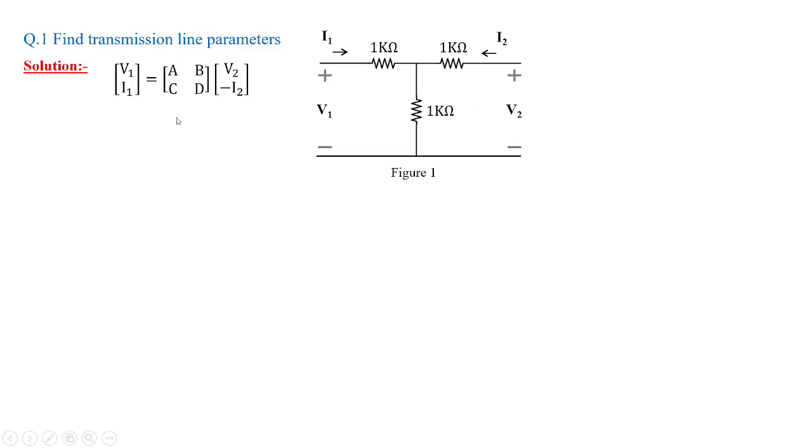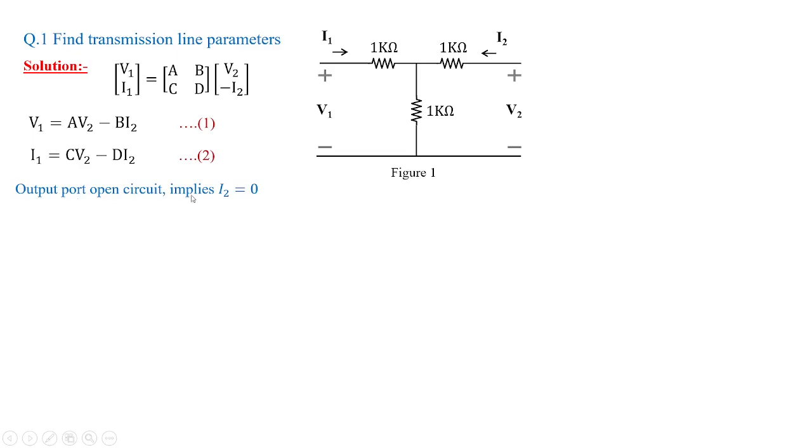Now, the standard form of ABCD parameters are given by this equation, which is nothing but V1 is equal to AV2 minus BI2 and I1 is equal to CV2 minus DI2. These are the two standard equations of transmission line parameters or ABCD parameters.